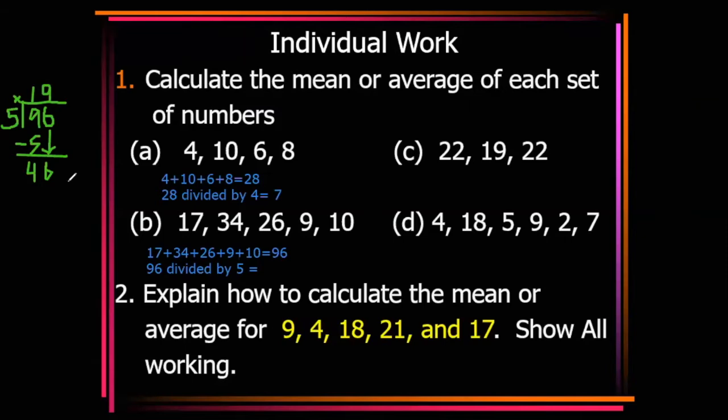Okay. What is 5 times 9? 45. What is my next step? Subtract. Good. 6 subtract 5 is? Yes, Joshua, it is 1. 4 subtract 4 is? 0. Good job.